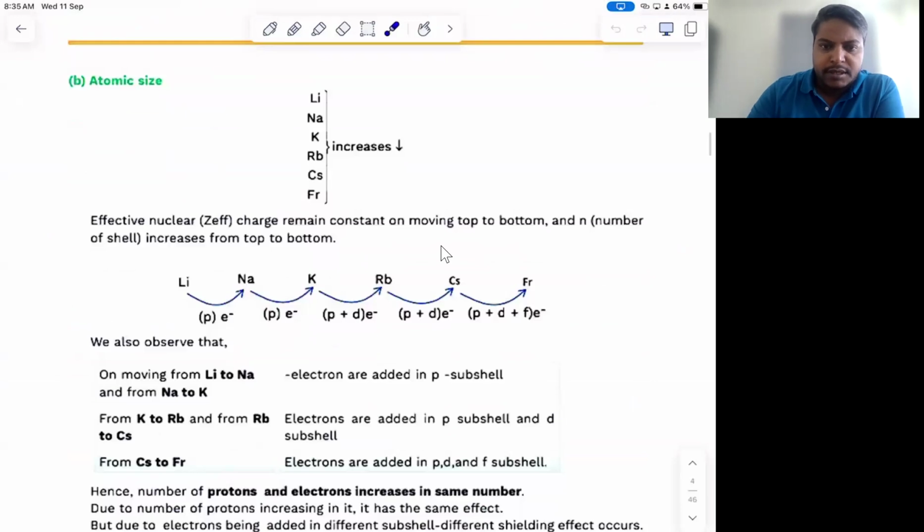Let's see. As we discuss atomic size, there is a regular trend which increases down the group, and the Z effective remains constant from sodium towards francium. If you remember using Slater's rule, we were able to figure out that the Z effective from here till this point will remain constant. Only new shells have been added because of which the size is increasing.